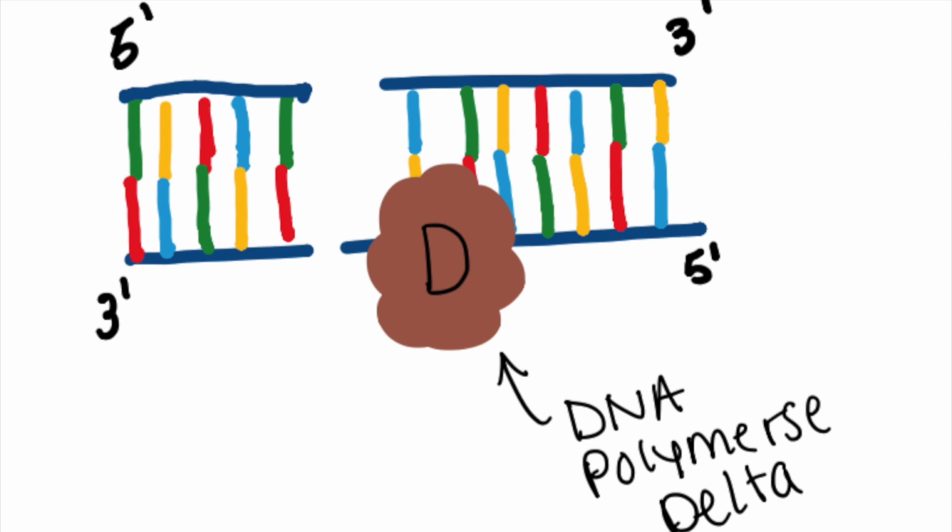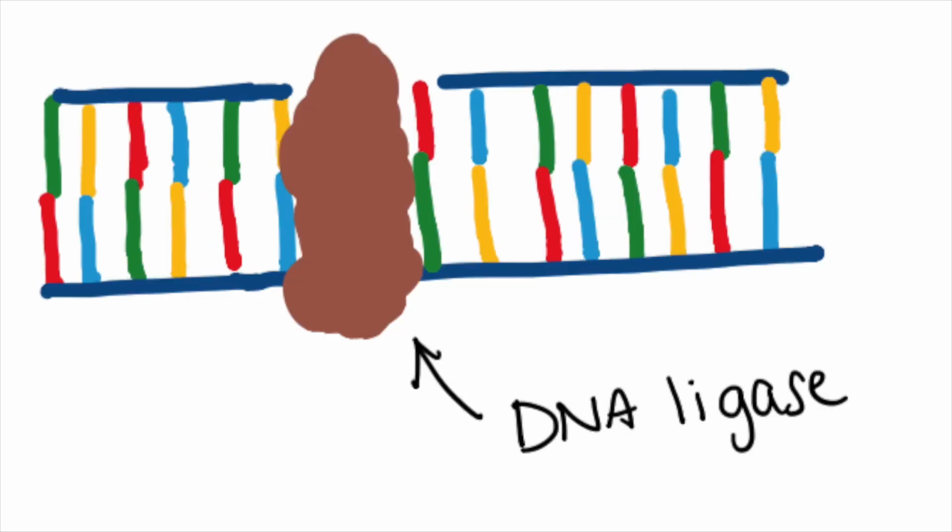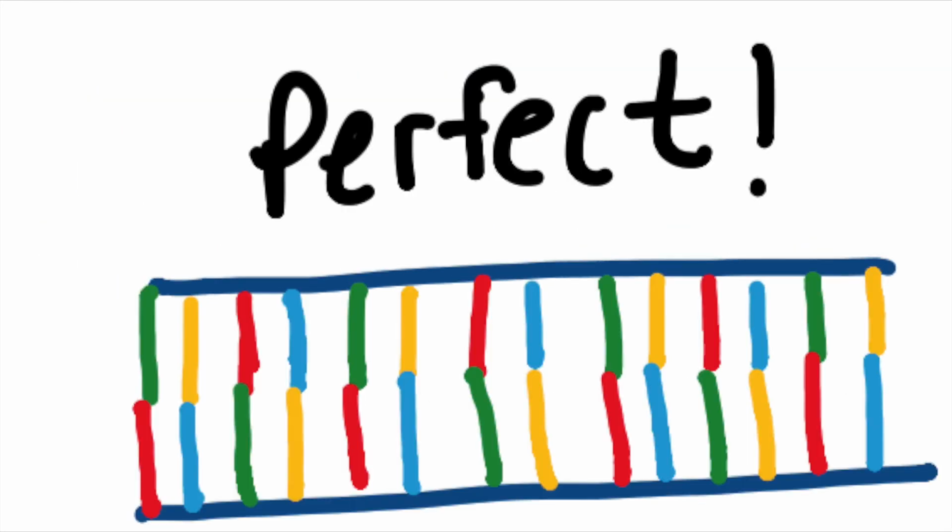Once the mistake is gone from the strands, DNA polymerase delta comes in, and it will fill in the missing part. And then after the delta has finished, the DNA ligase will ligate the two parts together so they can form one strand again.